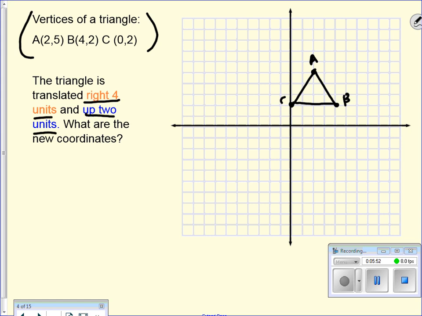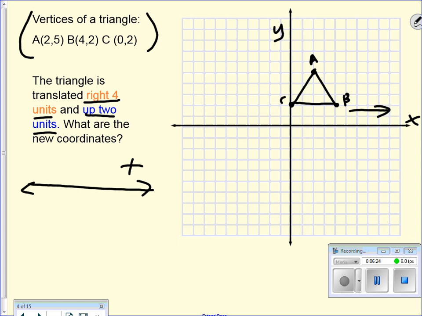So let's talk about right 4 first. If I'm going to go right, this is the y and this is the x. If I'm going to go this way, because they want me to do that first, and they want me to go up 2, so they're going to make me go this way, and up. That's the way that triangle is going to go. If I'm going to the right, do you think I'm going to add to my x or subtract from my x? Think of the numbers on that thing. If I'm going to go to the right, I'm going to add.